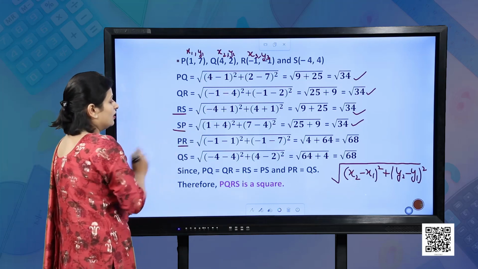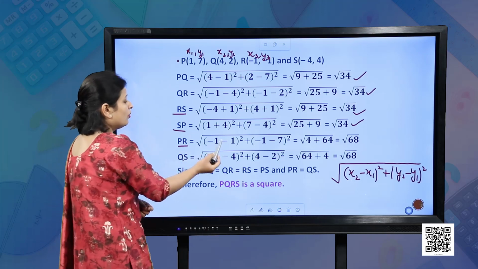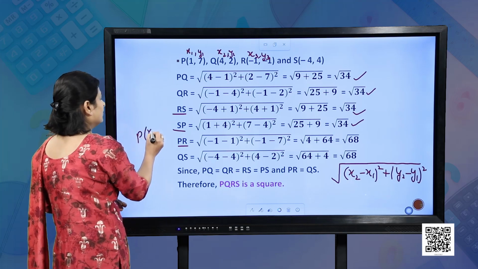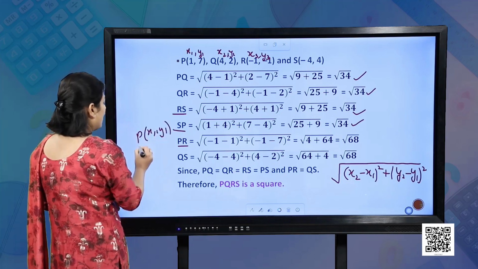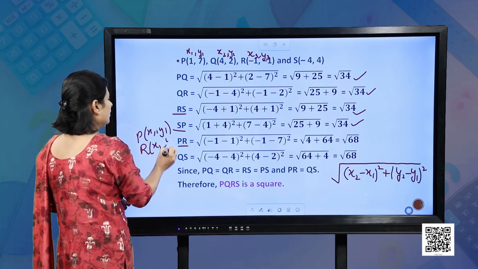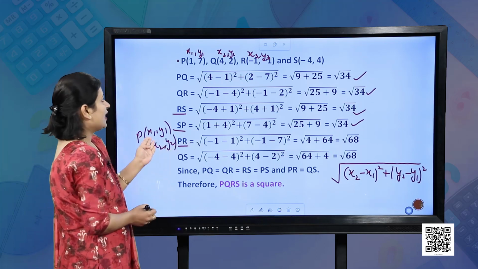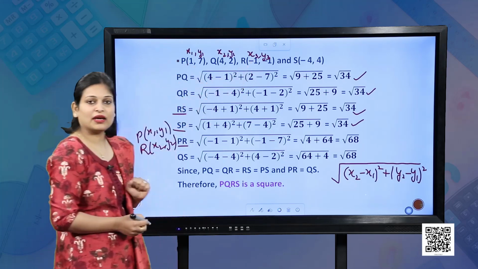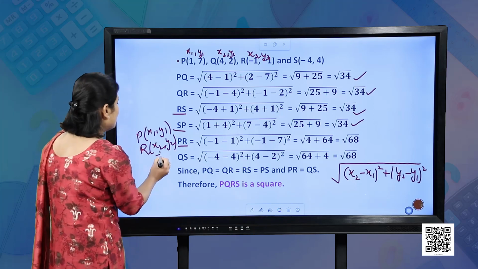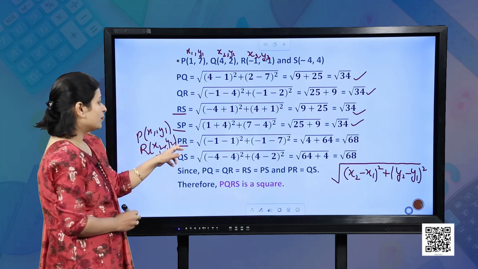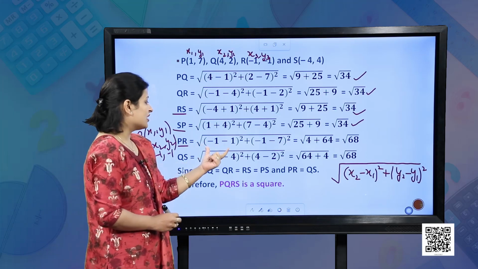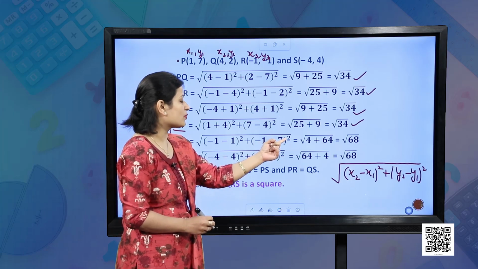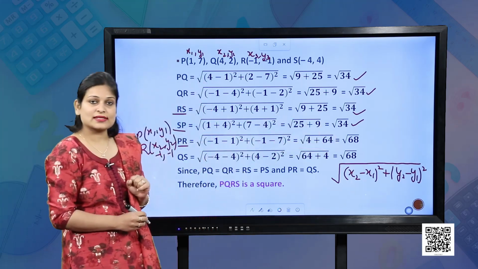Now, for the diagonal PR, we need to consider point P as x1, y1 and R as x2, y2. Again, consider x1 as 1, y1 as 7, and R is minus 1, minus 1. So, PR will be square root of minus 1 minus 1 whole square plus minus 1 minus 7 whole square. You will get square root 68.